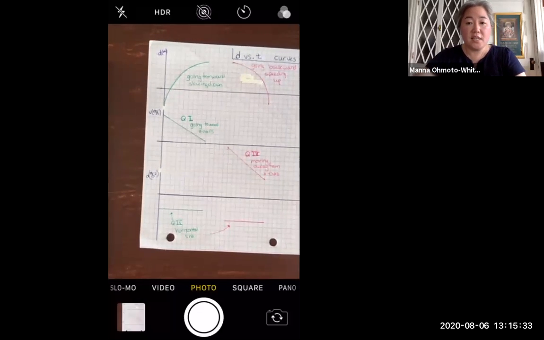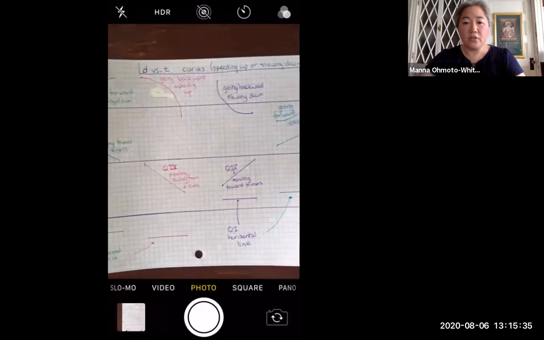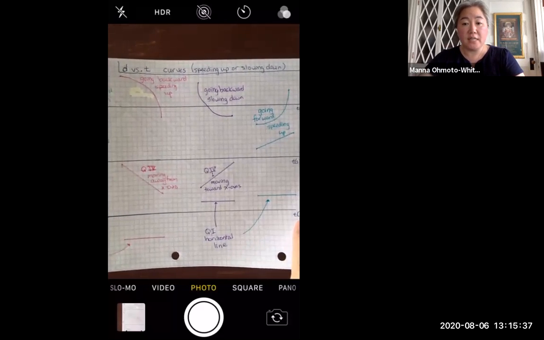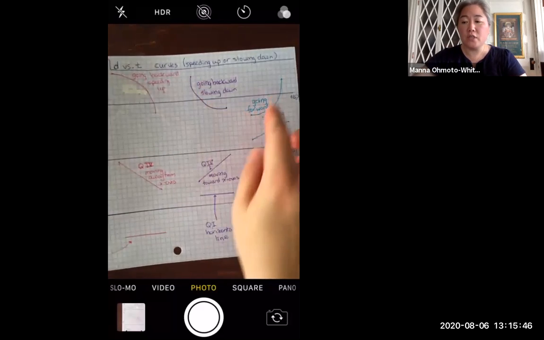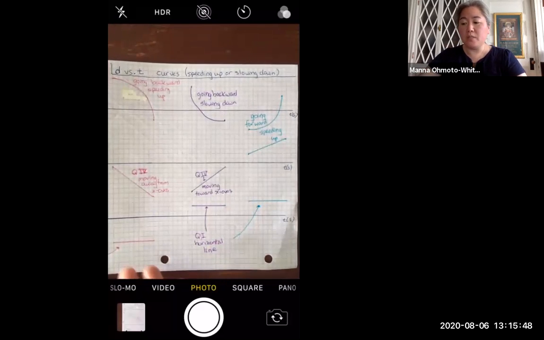So this is the second in the series of looking at d versus t and v versus t graphs and a versus t graphs in their relation. But this time, where there's not a constant slope to your d versus t graph, there are curves to it, which means that my object is either speeding up or slowing down.